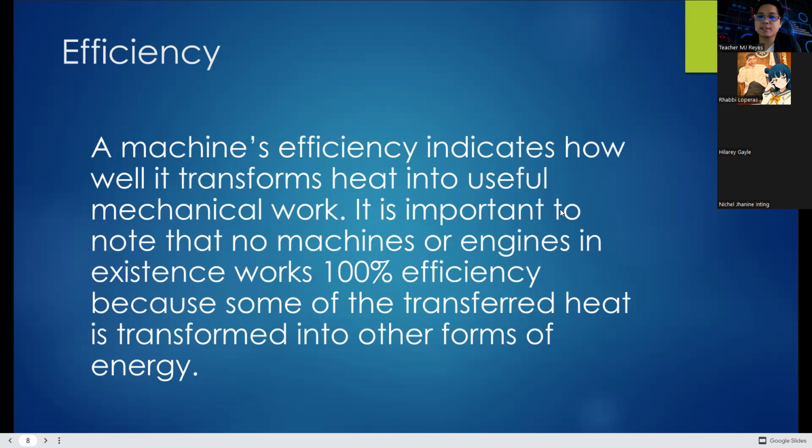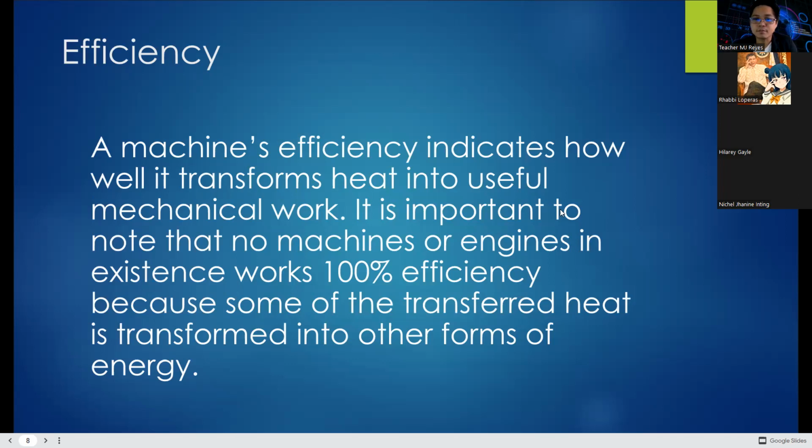Machine efficiency indicates how well it transforms heat into useful mechanical work. So there is a transfer of heat, a transfer of energy. Again, according to the law of thermodynamics, which states that energy cannot be created nor destroyed, but it can be transformed from one form to another. In transforming this energy from one form to another, we created work. At the same time, we converted this energy into another useful energy.